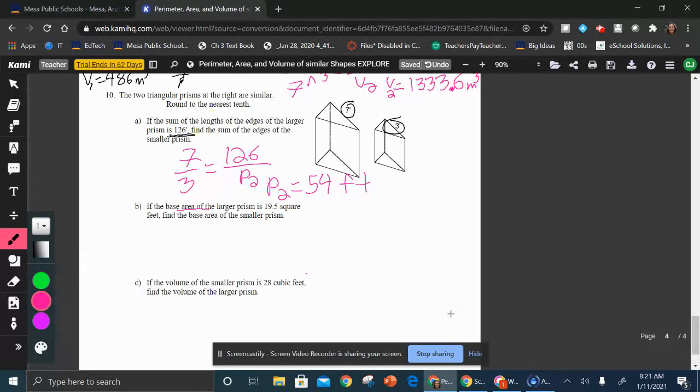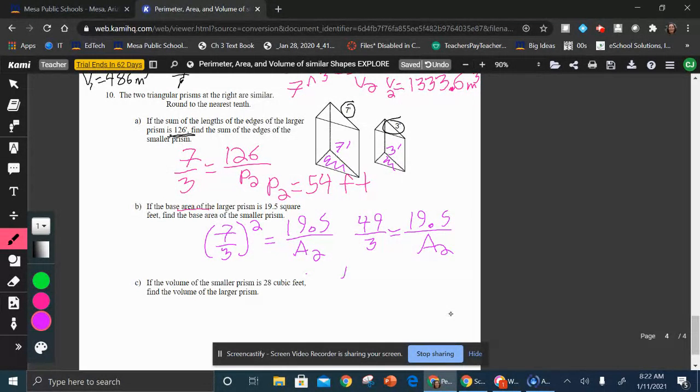Okay, so this one says area. Okay, so it says base area, so that means that we're looking at these areas down here. Okay, it's still going to be 7 and 3 for these. So it's going to be 7 over 3 squared is equal to 19.6 over area. Okay, make sure everybody that you square them first before you cross multiply. Okay, and so the area for the second one is going to be 3.6 feet squared.